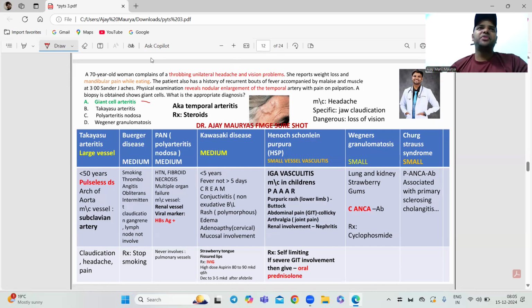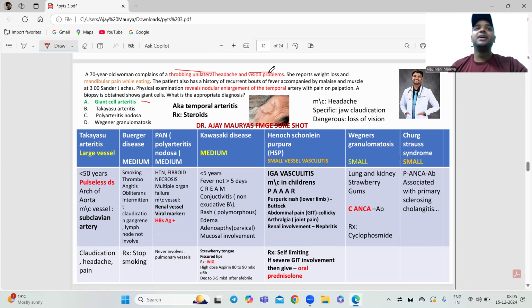See here, a 70-year-old woman complains of a throbbing unilateral headache and a vision problem. She reports weight loss and mandibular pain while eating. The patient also has a history of recurrent bouts of fever accompanied by malaise and muscle pain. Physical exam reveals nodular enlargement of the temporal artery with pain on palpation. A biopsy obtained shows giant cells. What is the most probable diagnosis?